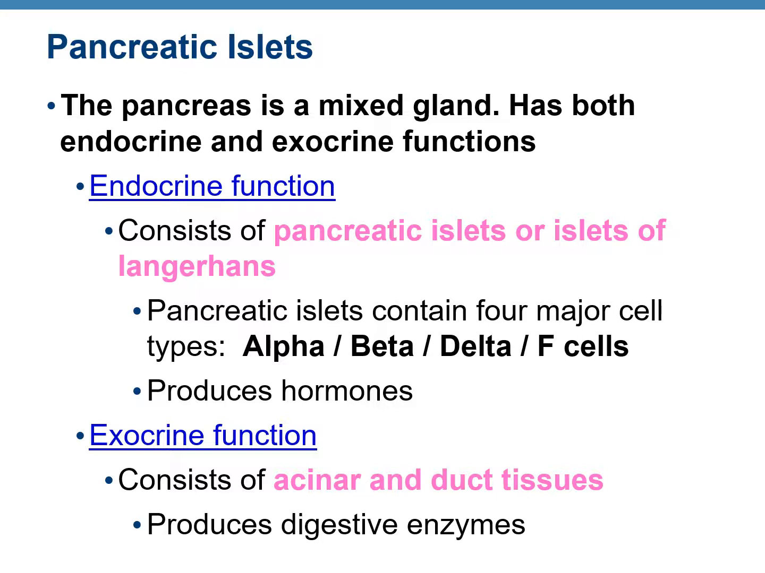The pancreas is a mixed gland. That means it has both endocrine and exocrine portions. The endocrine portion is made up of pancreatic islets or islets of Langerhans, while the exocrine portion consists of acinar and duct tissues. The pancreatic islets consist of four types of cells: alpha, beta, delta, and F cells. Each cell type produces its own specific hormone. The exocrine part's function is production of digestive enzymes.